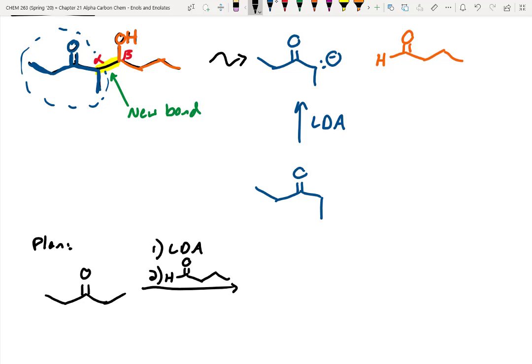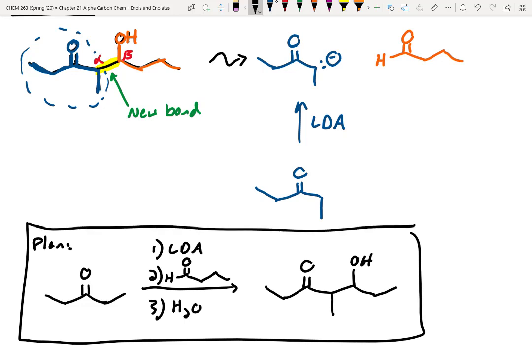And then step 3 is to ensure that everything is protonated. We just want to quench this reaction with some sort of weak acid. Water is normally good enough. And by doing this, we're able to make our desired product. But like I said, the first thing I always do is identify my alpha position, and then identify the beta position with my hydroxy group. I identify that bond as being my new bond, and then I work backwards from there. So it's a really good way of planning everything out. All right, so let's take a look at another practice one.